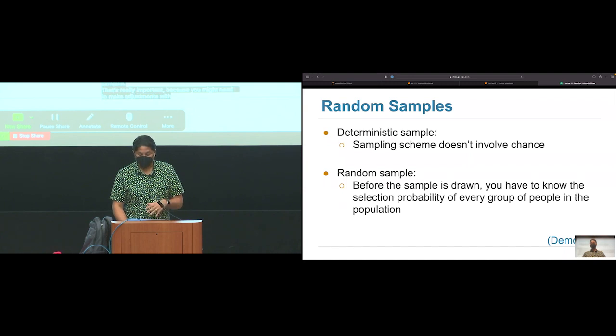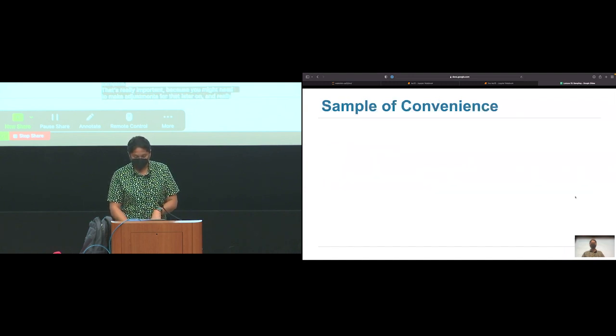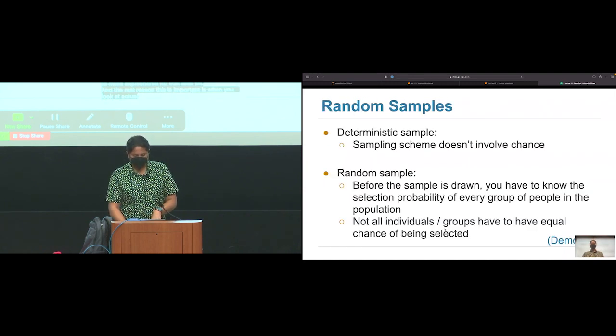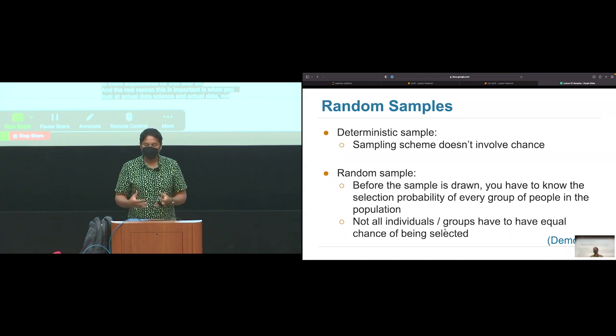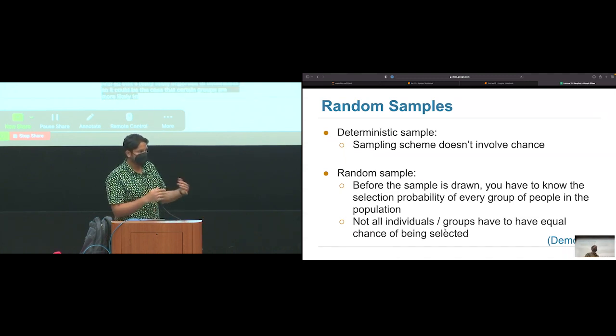And the real reason this is important is when you look at actual data science and actual data, not all individuals or groups have an equal chance of being selected. So that's really, really important to understand. It could be the case that certain groups are more likely to be selected, certain groups are less likely to be selected. And that's why it's fundamentally important to understand the probability of a group being selected versus another group.